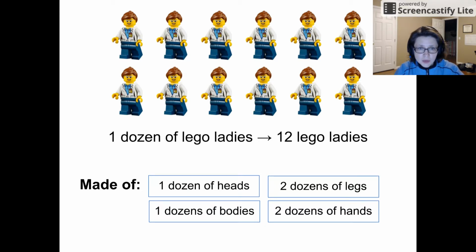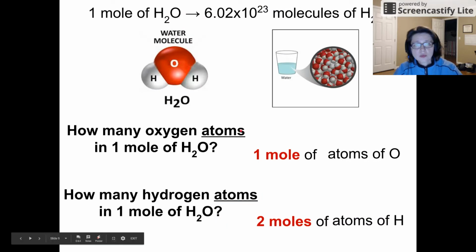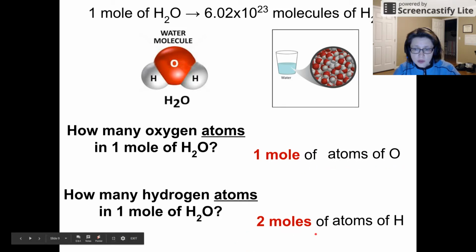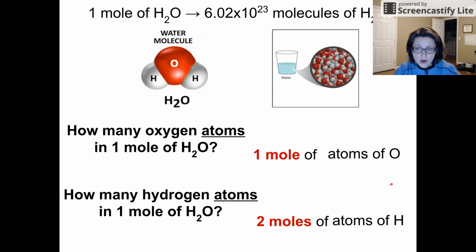The same can be said about our oxygen, about our water example. If we had that many full molecules of water, all of them, one mole of these water molecules is made out of 1 mole of atoms of oxygen and 2 moles of atoms of hydrogen. This is why we can say that 1 mole of water is made out of 1 mole of atoms of oxygen and 2 moles of atoms of hydrogen.